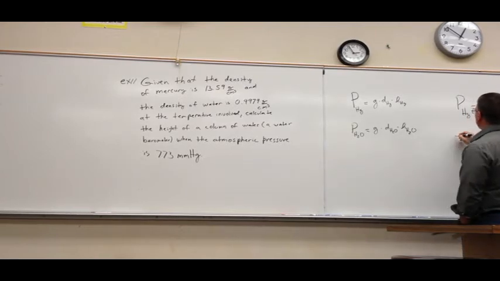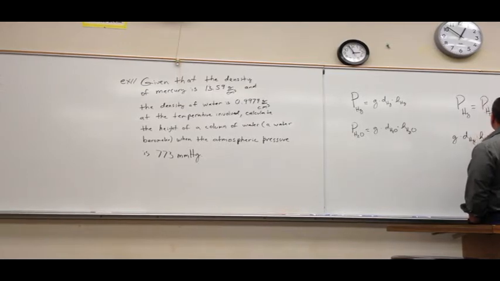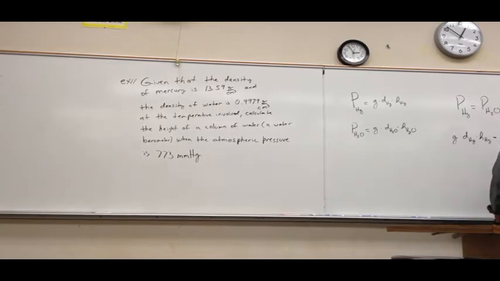So that means we can say, you guys see what I did there? I just wrote out our expression for the pressures. One thing we see is that g cancels. We are assuming it's going to be constant all the time for us. So that cancels. And what we want is the height of the column of water. So rearranging this.